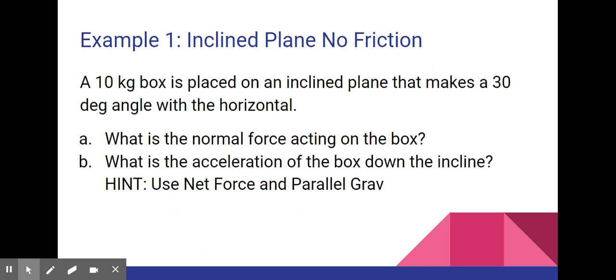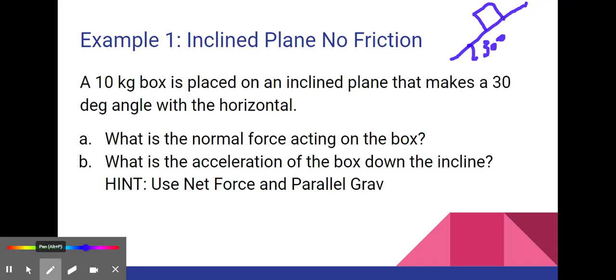So we're going to look at a quick example here, and then we will wrap up. So we have a 10-kilogram box that someone has placed on an inclined plane, and this inclined plane makes a 30-degree angle with the horizontal. So I'm going to go ahead and draw that. Always good to draw pictures. There's 30 degrees. Here's my box. What is the normal force acting on the box? And what is the acceleration of the box down the incline?